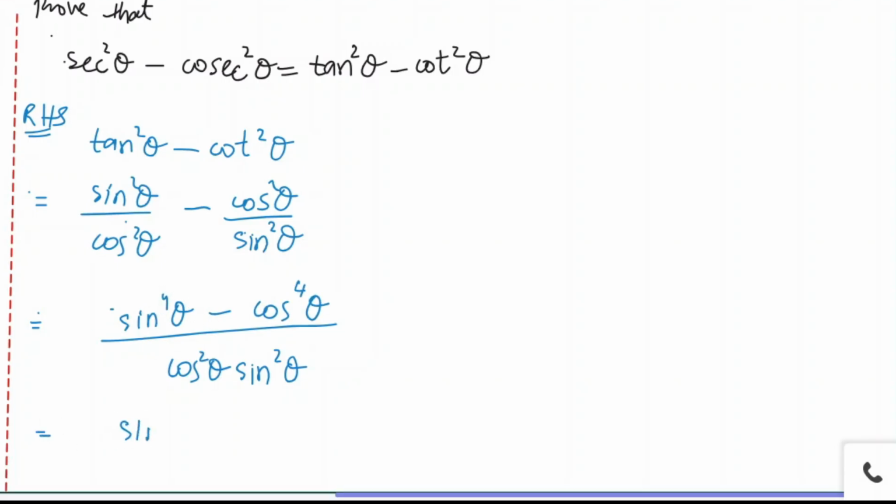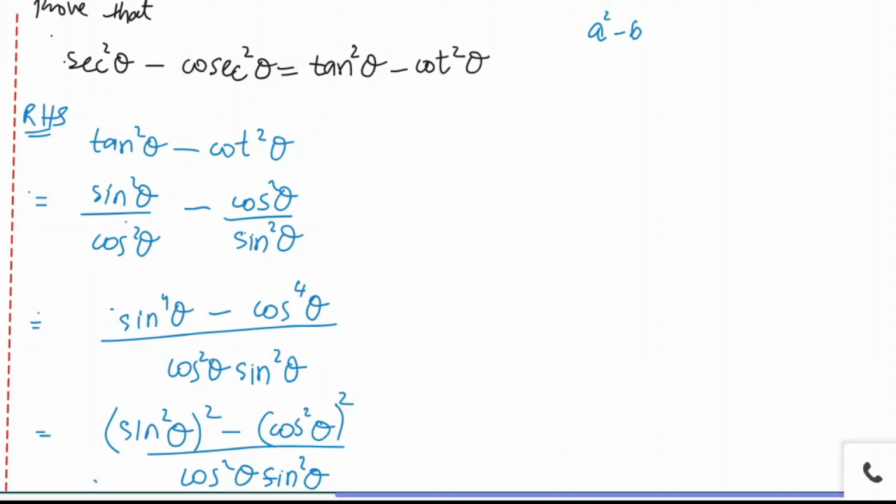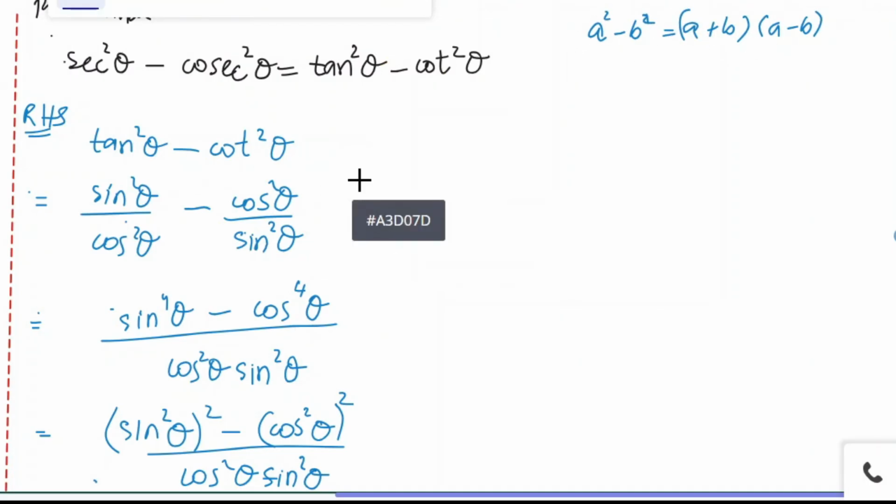Sin^4 and cos^4 can be written as the square of sin square and the square of cos square, and the denominator is the same, cos square sin square. As you know that a square minus b square is equal to (a plus b)(a minus b), so use this technique here.